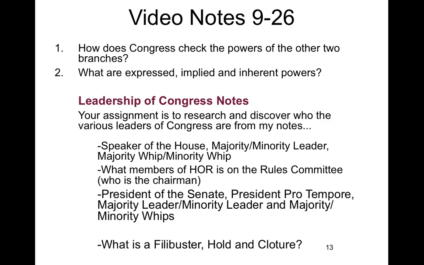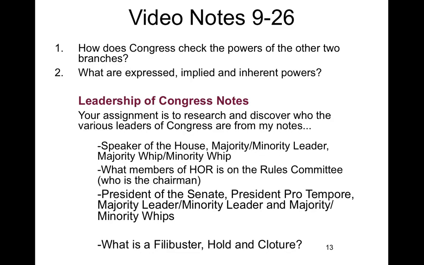President of the Senate, then you need to find that. Who's the President pro tempore? Who are the Majority and Minority Leaders of the Senate and Majority and Minority Whips? Then the question I want you to answer from the leadership of Congress notes is, what does a filibuster hold in a cloture?